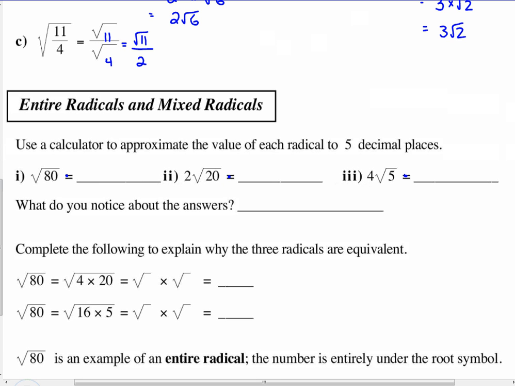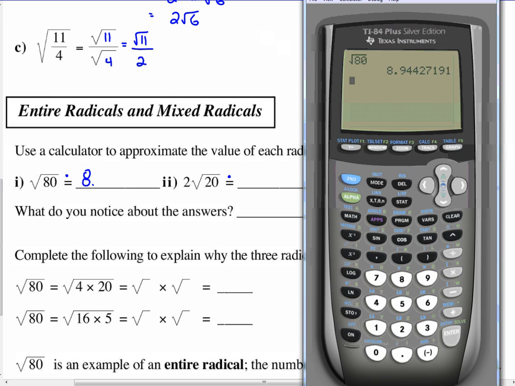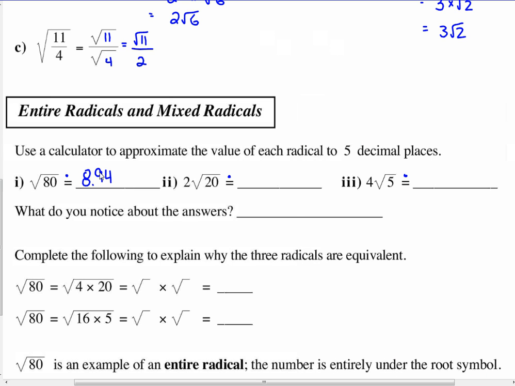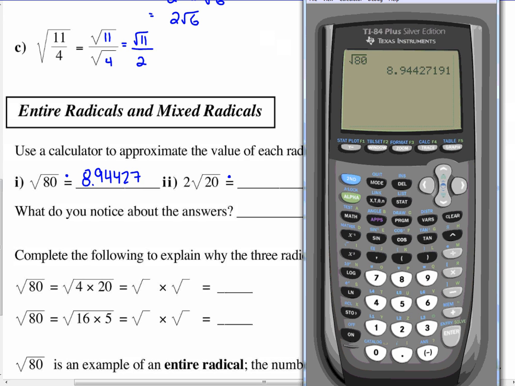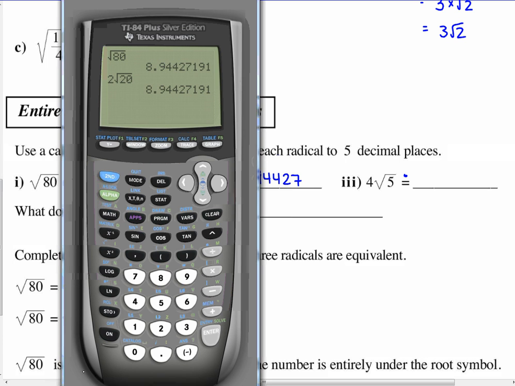Oh no, don't move. Was it 8 point something? So 5 decimal places? 94427. 2 root 20. Are you shocked by the outcome? So thrilling. Oh my gosh, they're the same. What if the last one's the same too? My mind's gonna be blown.